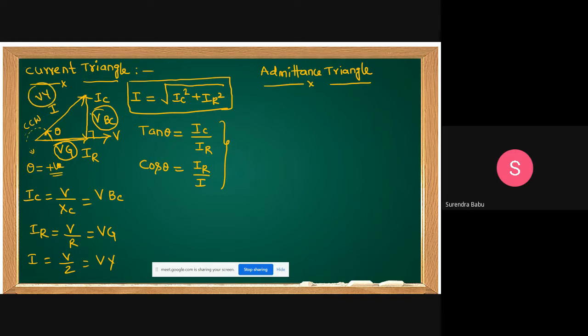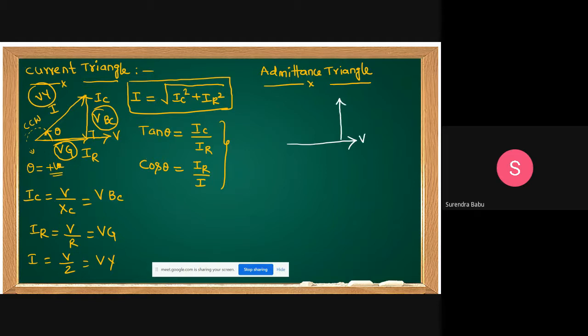Every vector of the current triangle, divide by V. We can get which triangle? The admittance triangle. We can get the admittance triangle. Yeah, this is V.